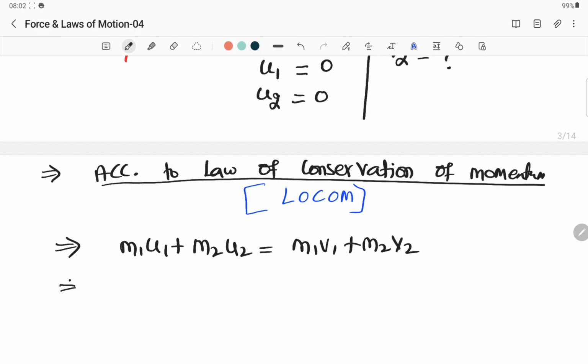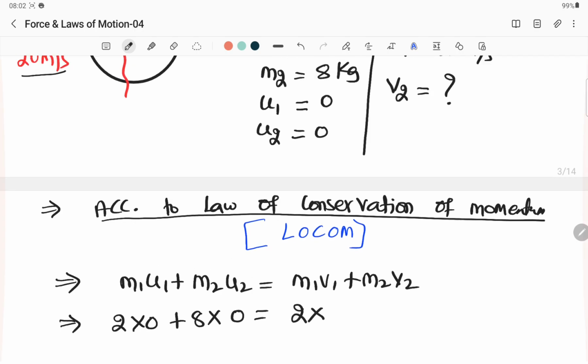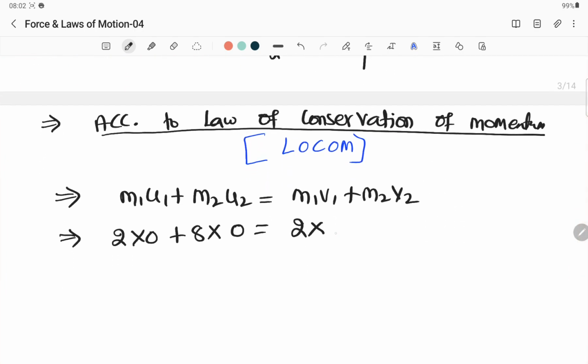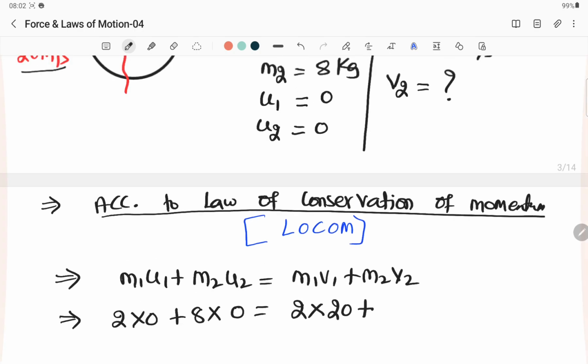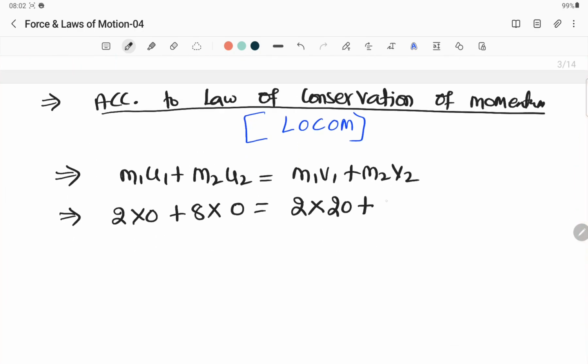Just substitute the values now. That is 2 into 0 plus 8 into 0 is equal to 2 into v1, where v1 is 20 meter per second, so 2 into 20, plus m2, which is 8 kg, into v2, which we have to calculate. And the total LHS becomes 0.